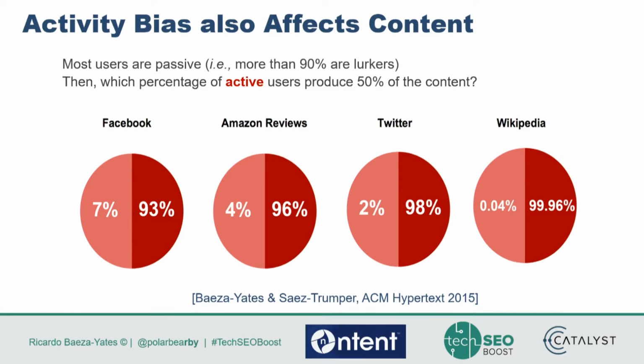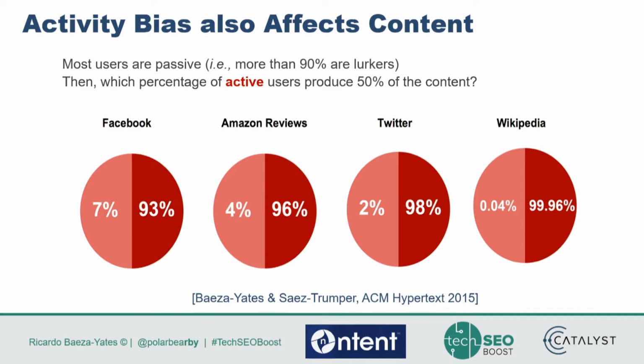Okay. But this activity bias, this minimal effort at work, also affects content. This is the work of another of my PhD students. We wanted to ask the following question: how many people produce half of the content? And you may think about this inside your organizations. How many people produce half of the content of your website, for example? Okay? And we looked at 4 different data sets.